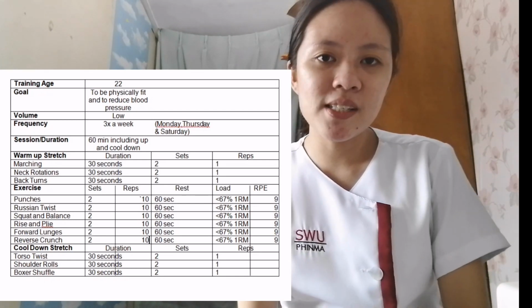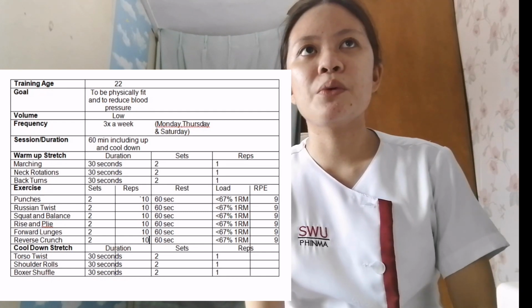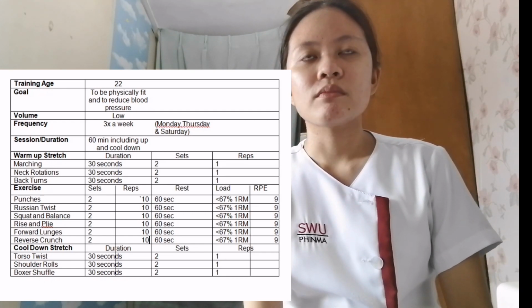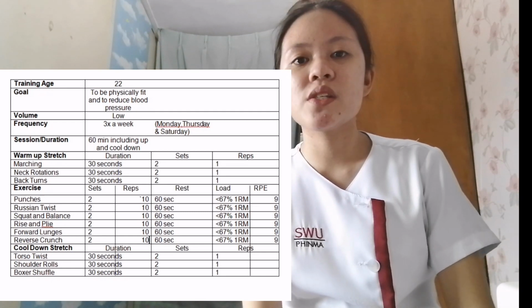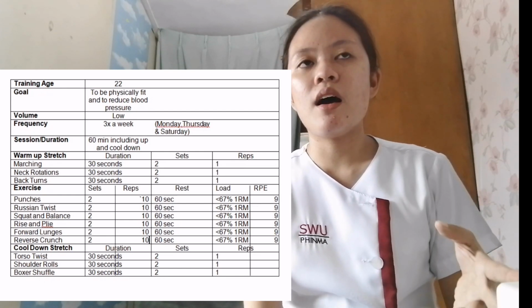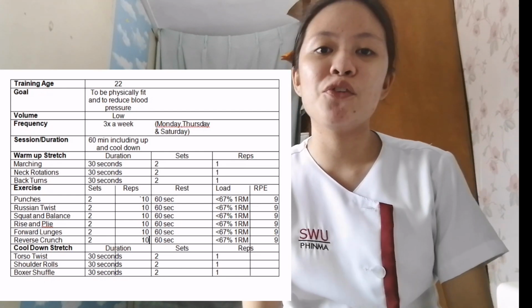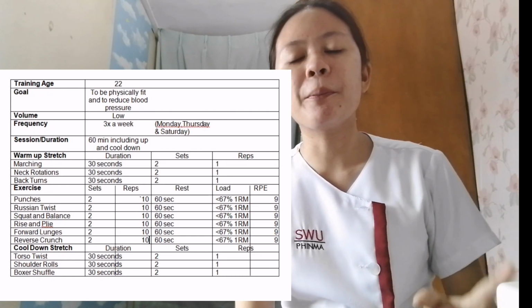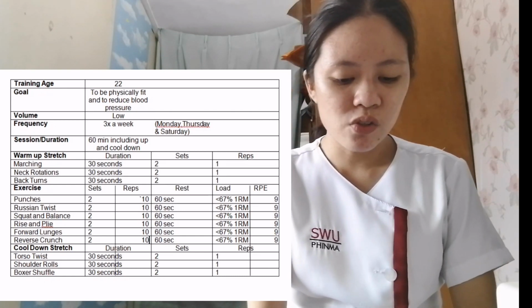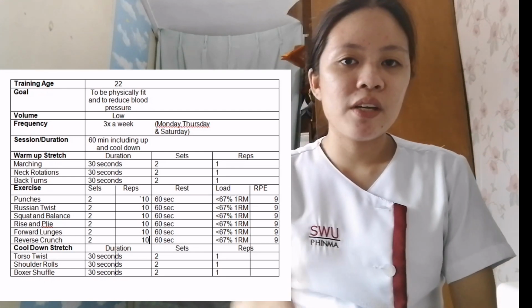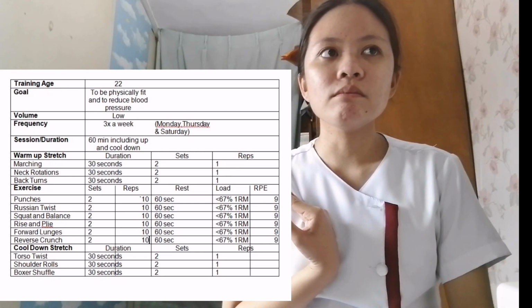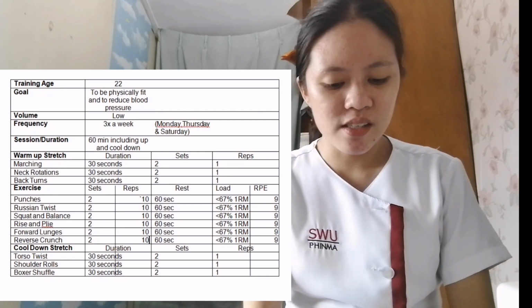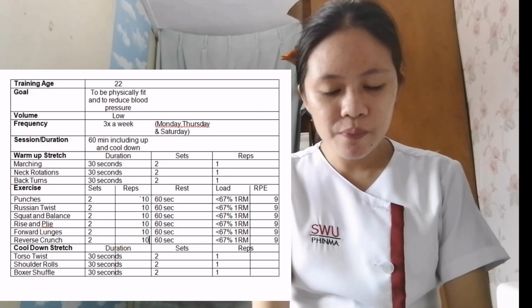Since my patient is hypertensive, he wanted to reduce his blood pressure, and he can achieve that if he has proper exercise and eats proper or nutritious food. So this is the first step, dealing with exercise. Volume: low.